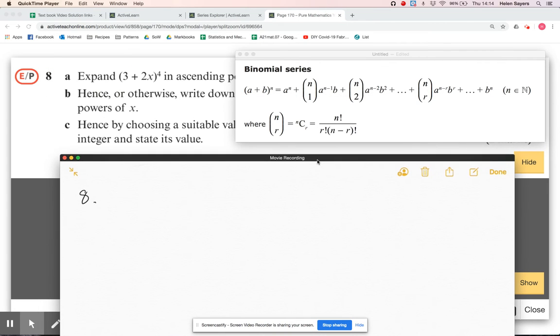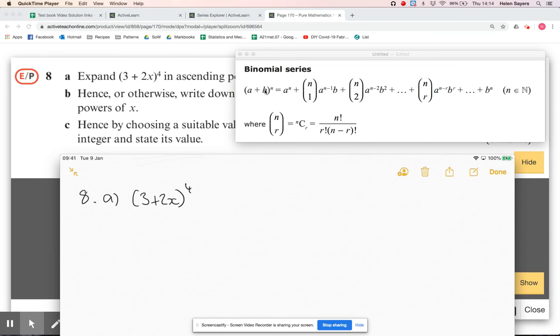So for part A, I'm doing (3 plus 2x) to the power of 4. For us, a is 3, b is 2x, and n is 4. So the first term is 3 to the power of 4. Then 4 choose 1: the power of 3 is going to decrease, and I'm going to have just one lot of 2x to the power of 1. So that's the term there I've just done.